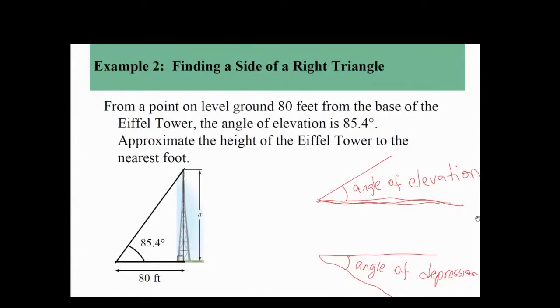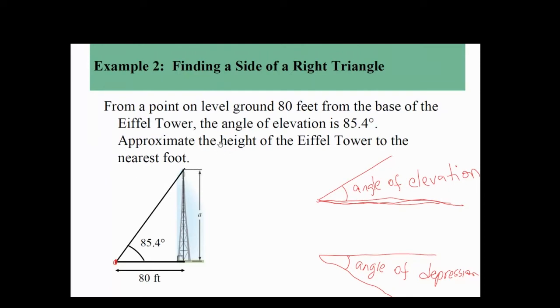So it's always an angle with respect to a horizontal line. So here the ground is the horizontal line. We have a point here, 80 feet from the base of the Eiffel Tower. So this is the Eiffel Tower. So this is 80 feet. And then from this point, we have an angle of elevation of 85.4 degrees.